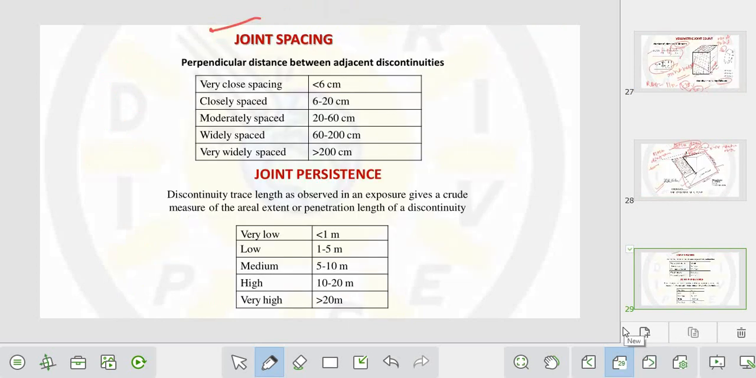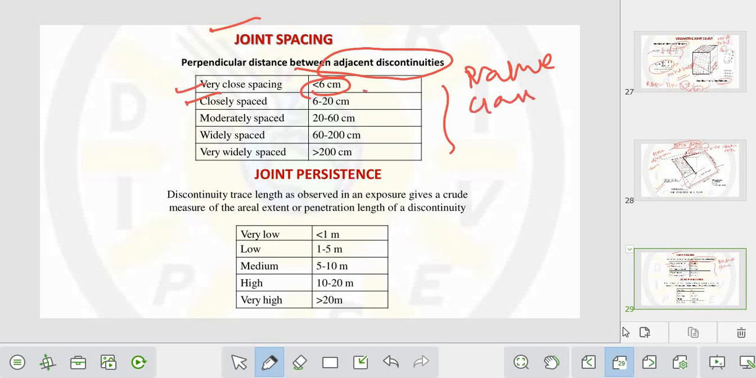So joint spacing is the perpendicular distance between adjacent discontinuities, okay. Very close spacing is less than 6 centimeter, closely spaced. This is the value by which we can normally classify. If less than 6 centimeter, it will be very close spacing; 6 to 20, closely spaced; 20 to 60, moderately spaced; 60 to 200, widely spaced; and very widely spaced is more than 200 centimeter.